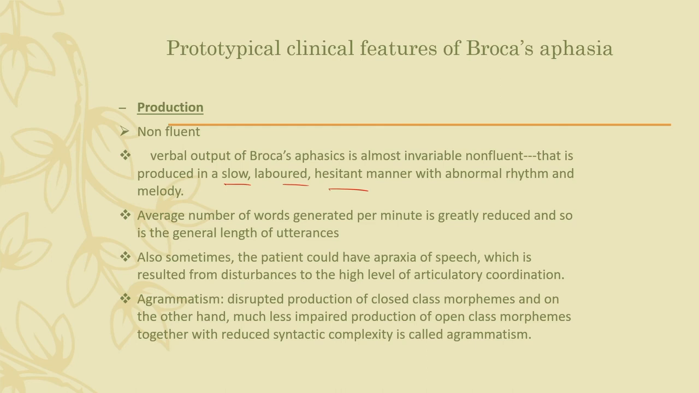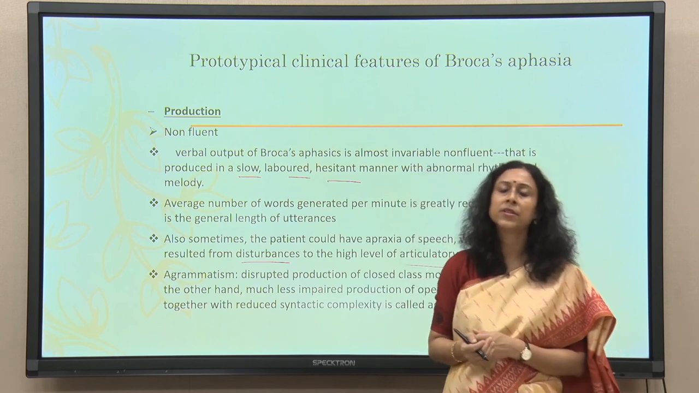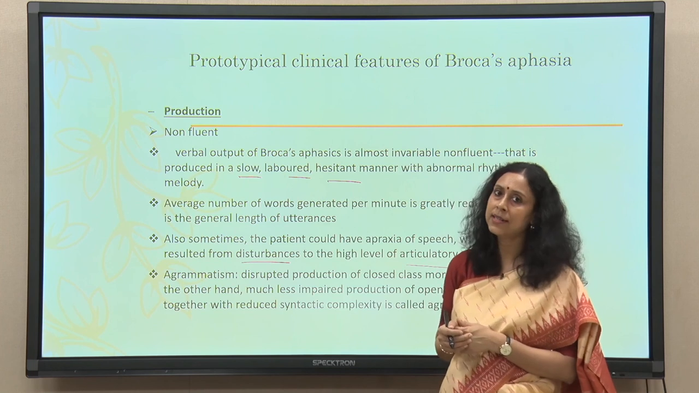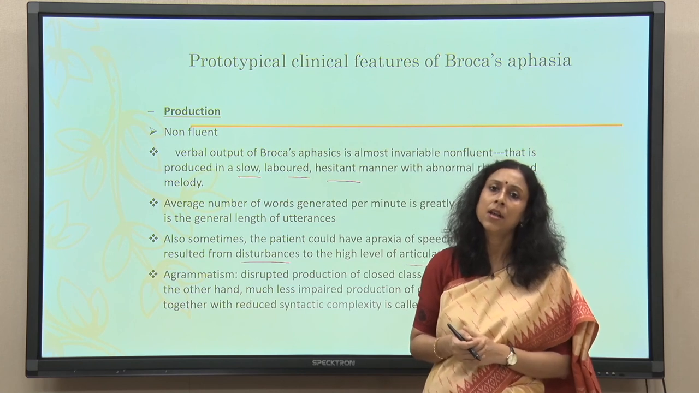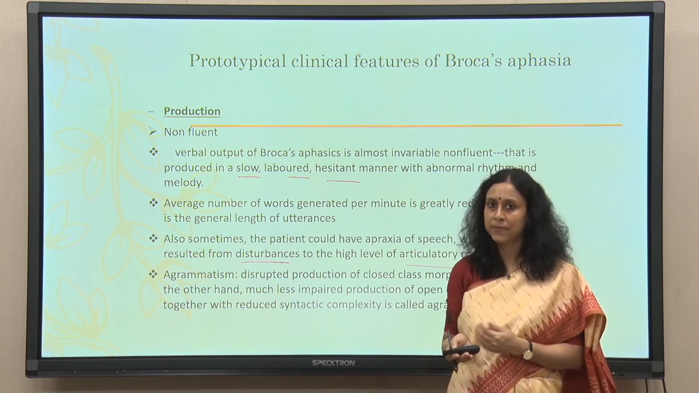Sometimes they might also have apraxia of speech, which results from disturbances to the high level of articulatory coordination. Basically, Broca's aphasia affects articulation, because it affects part of the motor cortex, so there is a difficulty in producing speech. However, even though Broca's aphasia is associated with difficulty in speaking, there have been findings that even comprehension gets affected to some extent. On the other hand, Wernicke's aphasia will affect the comprehension aspect primarily. However, there might be some other difficulties as well.